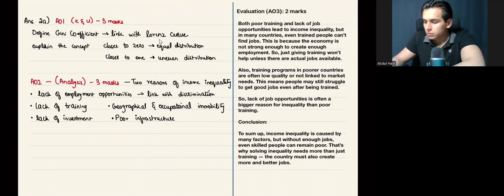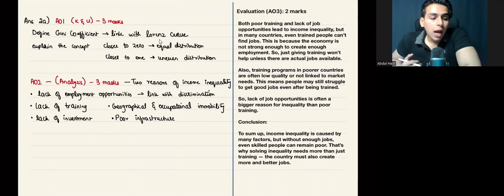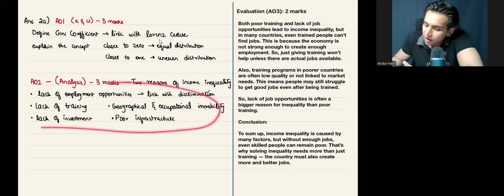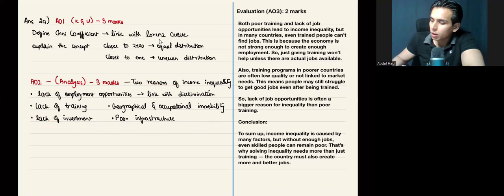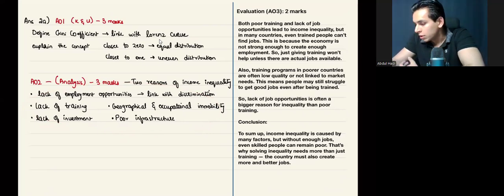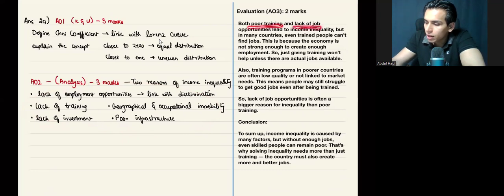Now, we have to compare both of the reasons for income inequality and then we have to decide which one is the more crucial one. All right. Now, I have given you like 5 pointers, but I have compared only two in my evaluation conclusion, and the reasons that I have compared are poor training and lack of job opportunity. So these are the two options that we are going to compare.